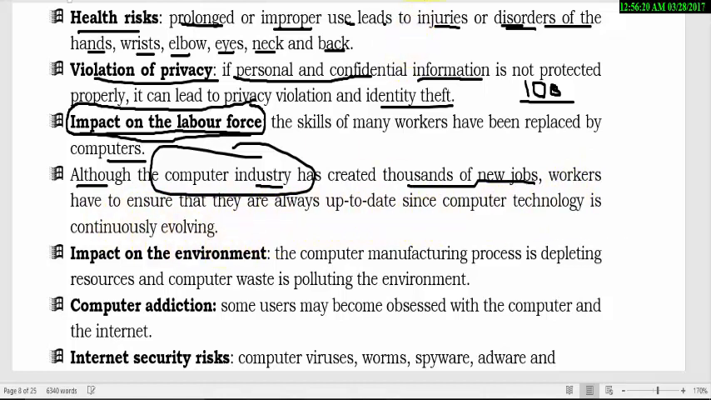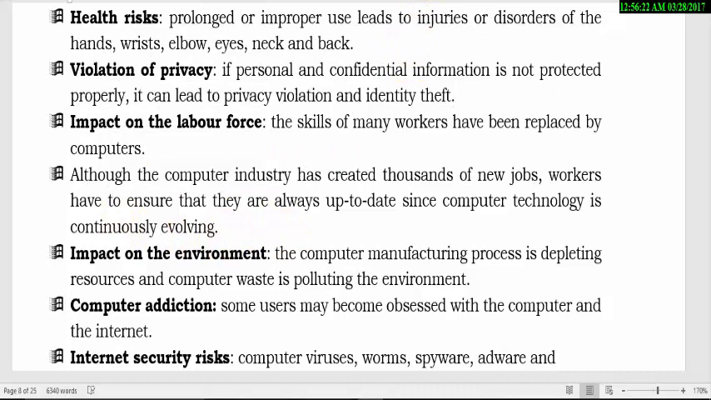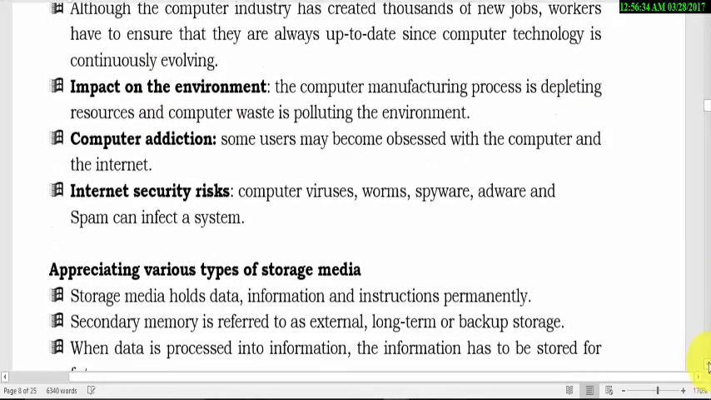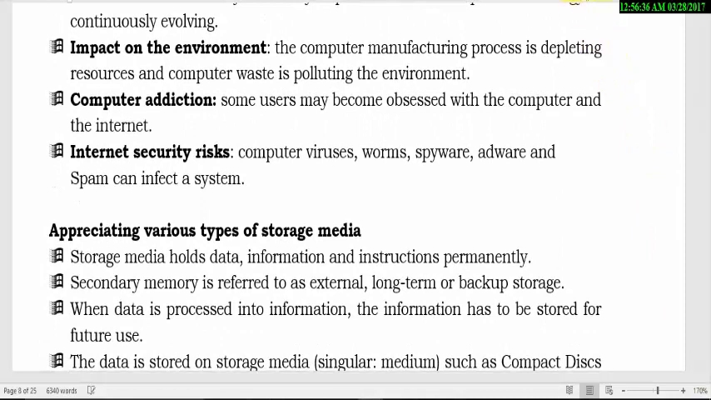So in this point, what we are trying to say is that this computer has helped so many people to have jobs. Now, when you have those jobs, you need to make sure that every day you are reading, you are consulting.